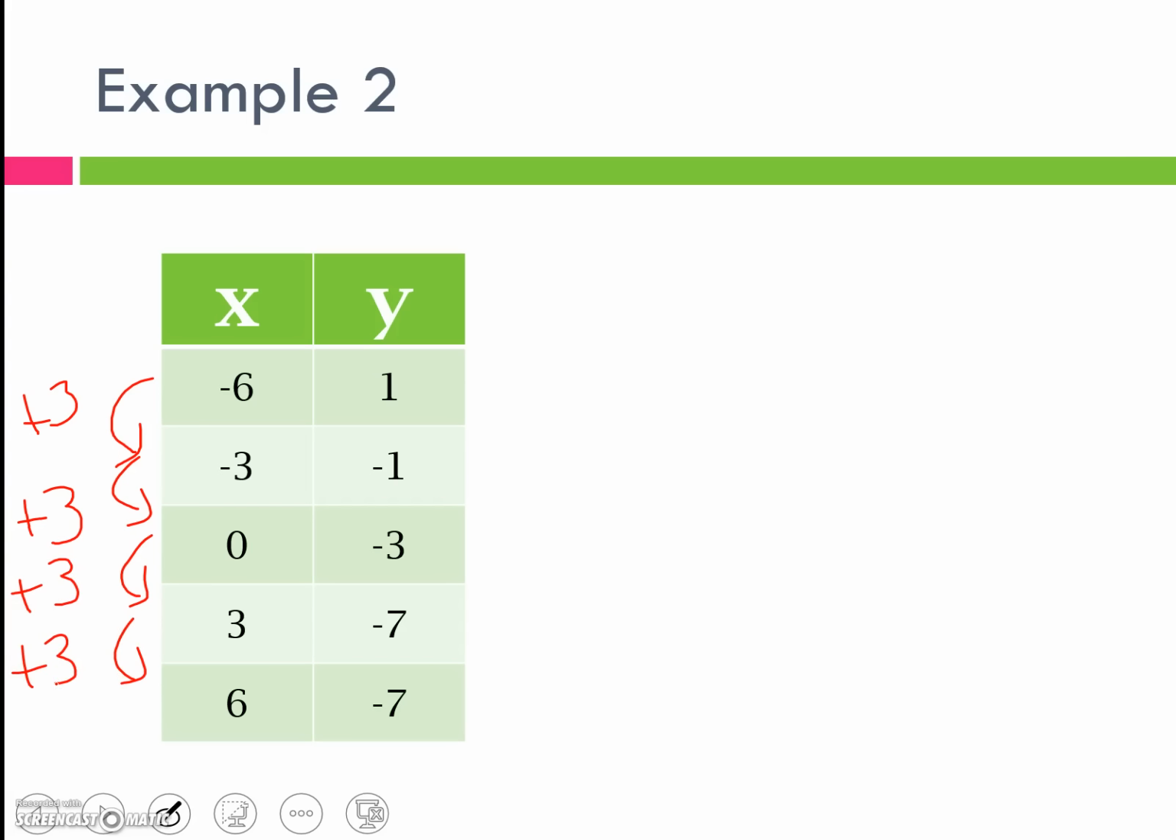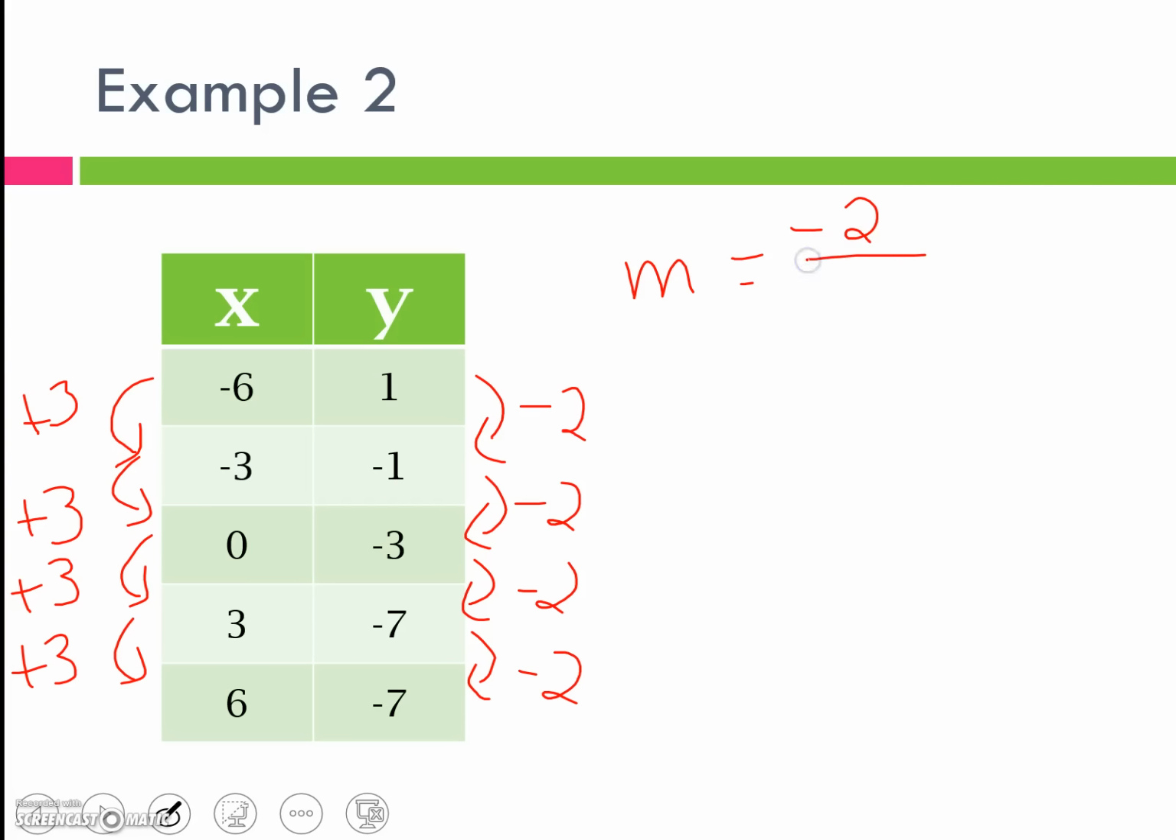Now looking at my y values. To go from 1 to -1, I'm going down, and specifically, I'm going down by 2. If I repeat that process, I see that every single time, as I'm going from top to bottom, I'm always decreasing by 2. So when I'm creating my equation, or my slope, it's the change in y, so -2, over the change in x, which is a positive 3.